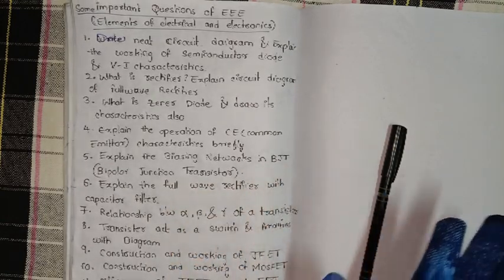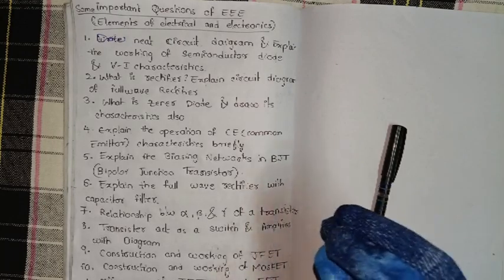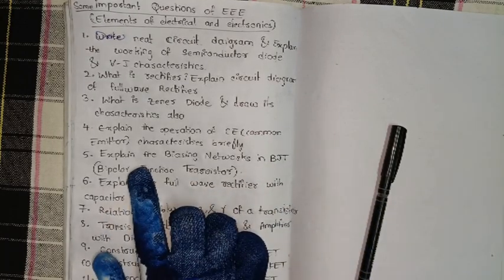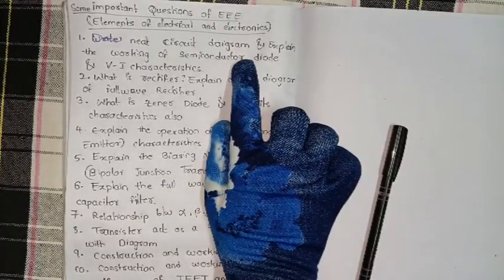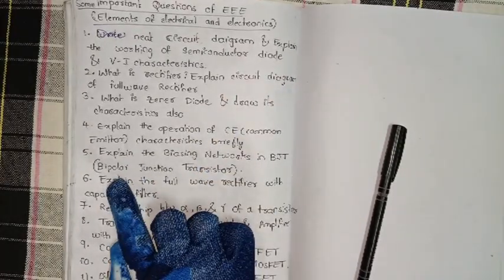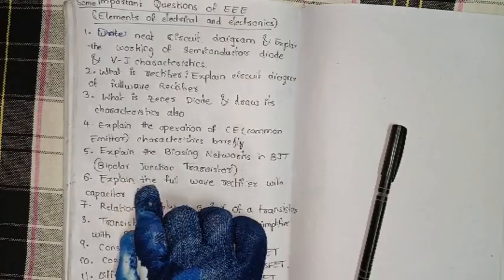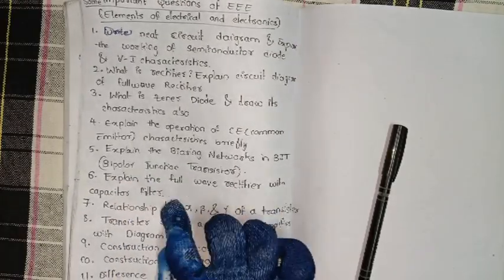In the previous class, we have seen the fifth question and its answer of this subject. Then, in this class, we will see the sixth important question and its answer. The sixth important question is: explain the full wave rectifier with capacitor filter.